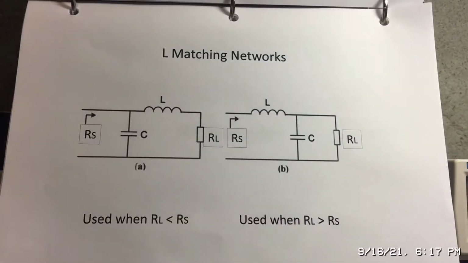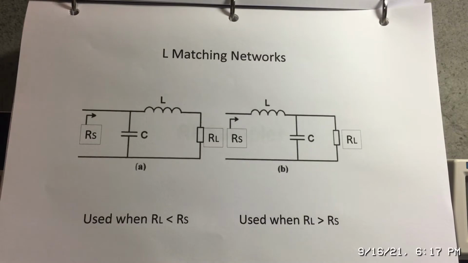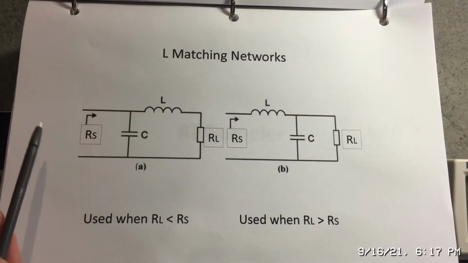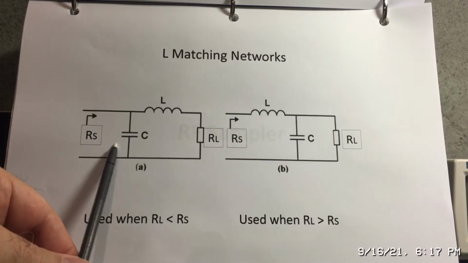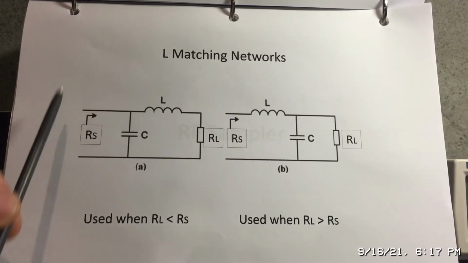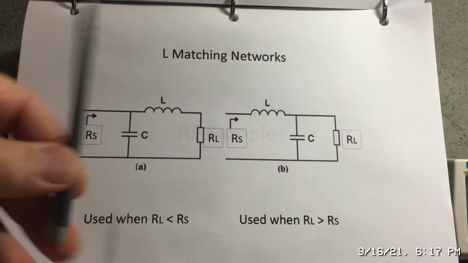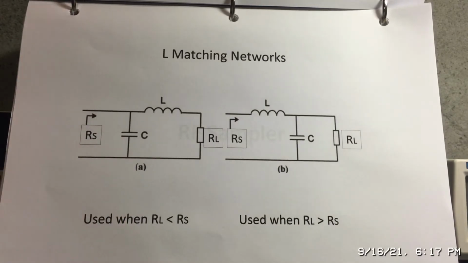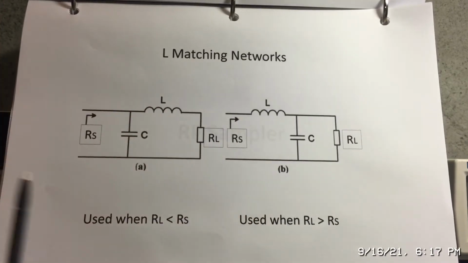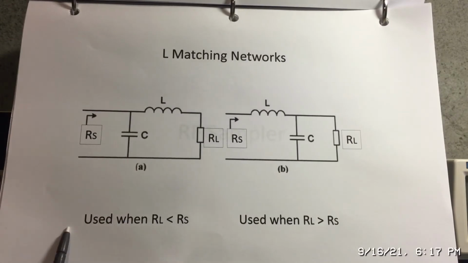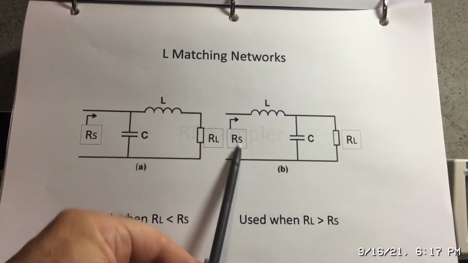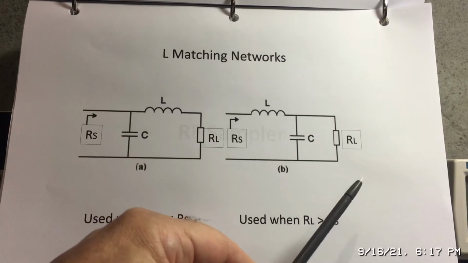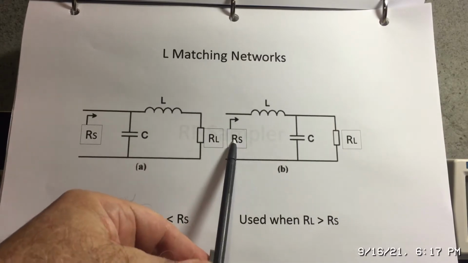So here are the two L networks that I'd like to talk about. I already mentioned that in one case we have the shunt capacitor on the source side, and in another case we have the shunt capacitor on the load side. So we use this configuration when the load resistance is less than the source resistance, and we use this configuration when the load resistance is greater than the source resistance.